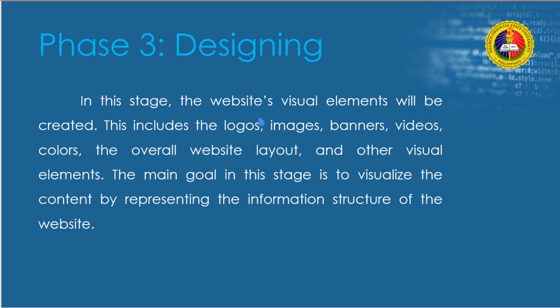Alright, so once you're done with the planning, obviously you have to proceed with the designing. Once your wireframe and sitemap have been approved by your client, then you'll have to design it. In this stage, the website's visual elements will be created. This includes the logos, images, banners, videos, colors, overall website layout, and other visual elements. The main goal in this stage is to visualize the content by representing the information structure of the website.